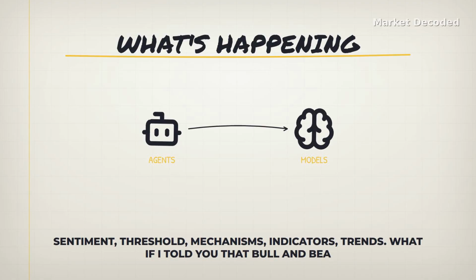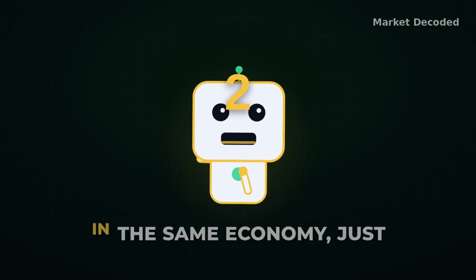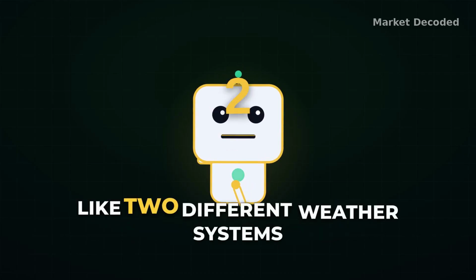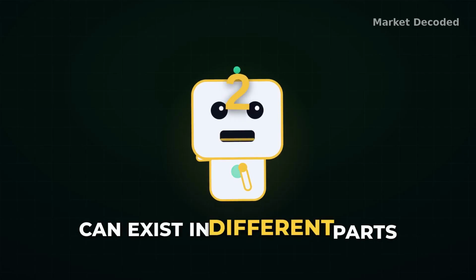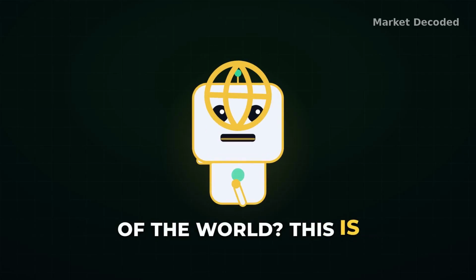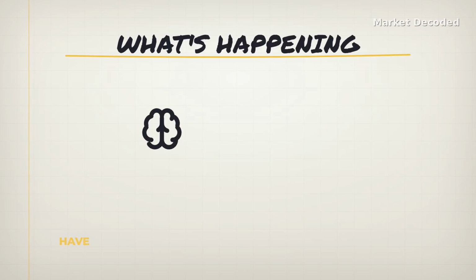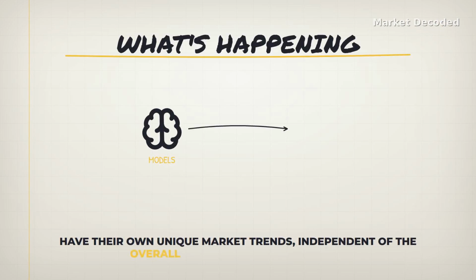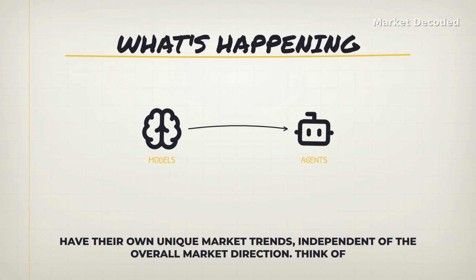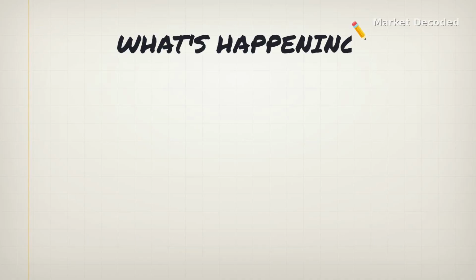What if I told you that bull and bear markets aren't always two separate entities, but can actually coexist in the same economy, just like two different weather systems can exist in different parts of the world? This is because different sectors or assets can have their own unique market trends, independent of the overall market direction. Think of it like a big portfolio with many different stocks. Some might be doing well, while others are struggling.